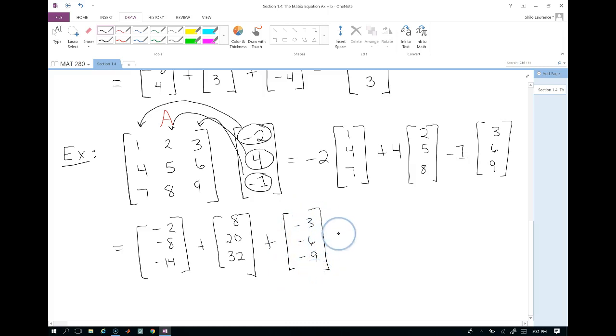These will all be the same size, which means we can combine one step further and just either add or subtract corresponding entries. So I can add together the -2 and the 8 and the -3, and that's going to give me 3. And then -8, 20, and -6 is going to give me 6. And then -14, 32, and -9 is going to give me 9.